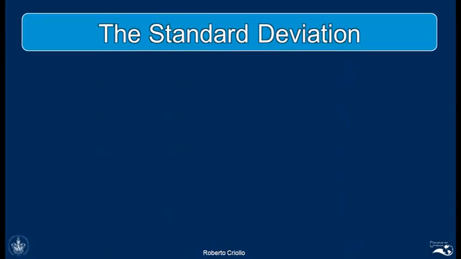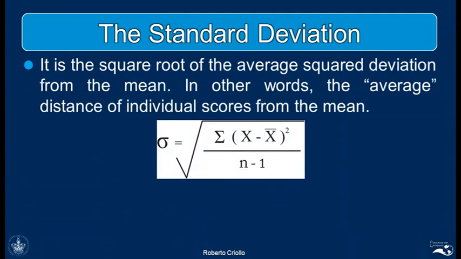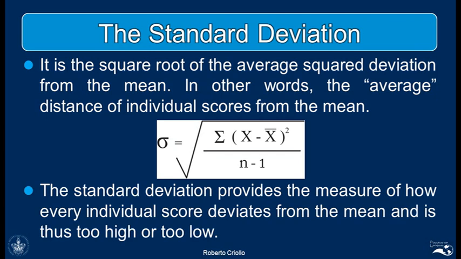The second measure of variability is the standard deviation. Now the standard deviation can be defined as the square root of the average squared deviation from the mean. In other words, the standard deviation is the average distance of individual scores from the mean. This is the formula. And what is important to mention about the standard deviation is that it provides the measure of how every individual score deviates from the mean, and whether it is thus too high or too low.